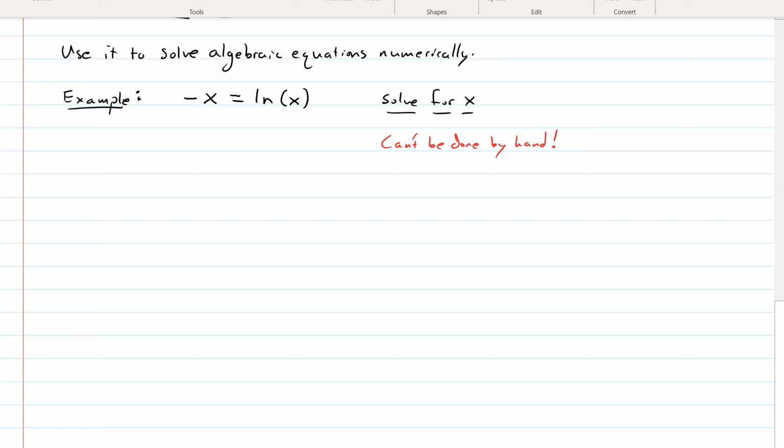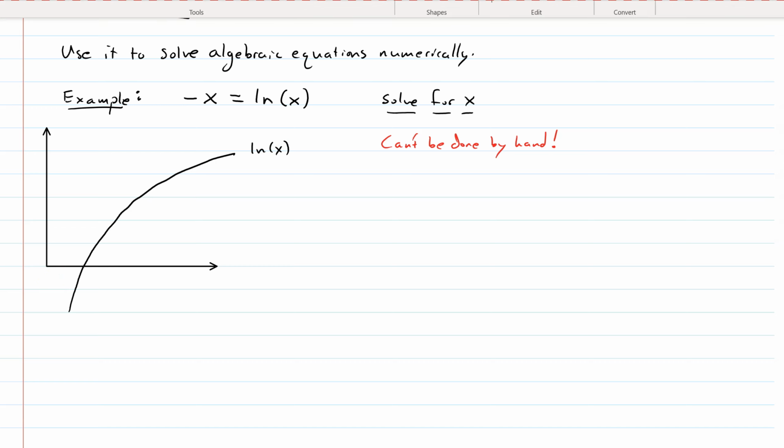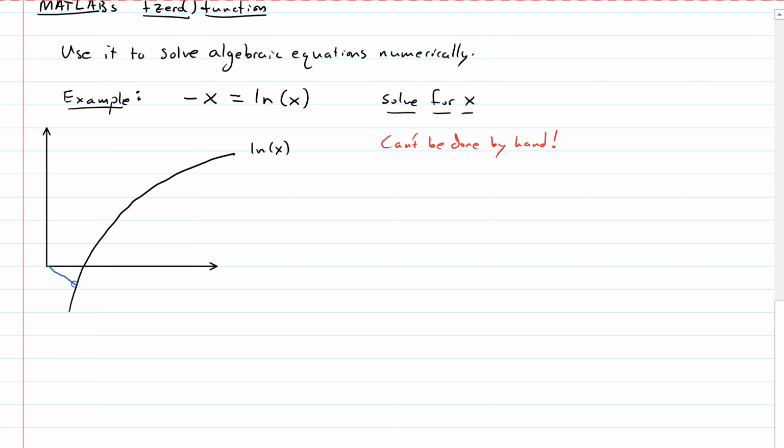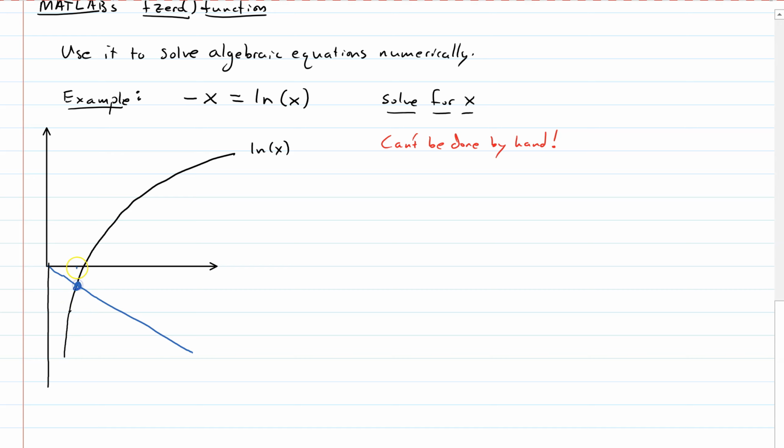And there's a couple ways to actually approximate it. One way that maybe you learned about in high school is to graph both sides. So I could graph natural log of x, and the natural log of x looks kind of like this. And then I could graph the line y equals minus x, and that would look something like this. And I would find where they intersect. I would zoom in on the intersection point, and that would tell me what the value of x is, right?